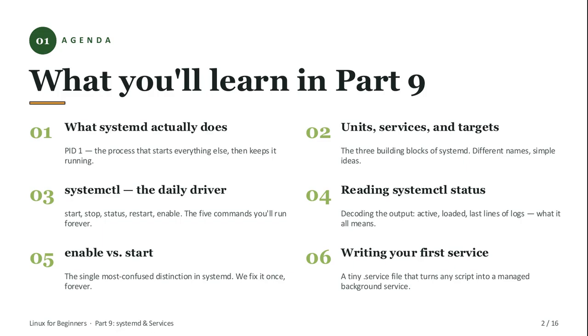First, what systemd actually is. That PID1 process that starts everything and keeps it alive. Then the vocabulary. Units, services, and targets. From there, we'll move into systemctl, the command you'll use daily, and learn to read its status output fluently. We'll settle the classic enable versus start confusion once and for all, and finish by writing a real service file together. 6 steps. One solid foundation.